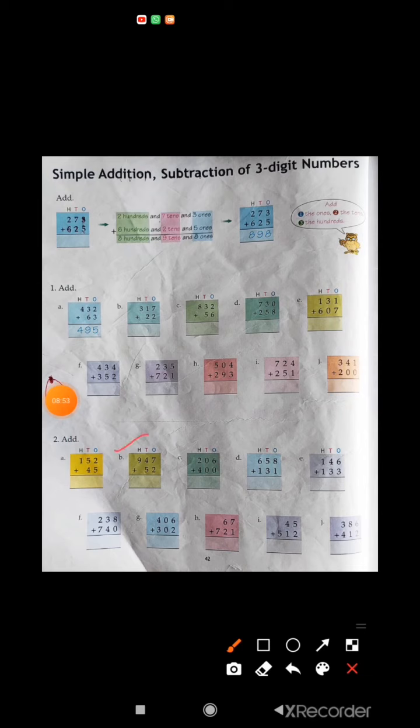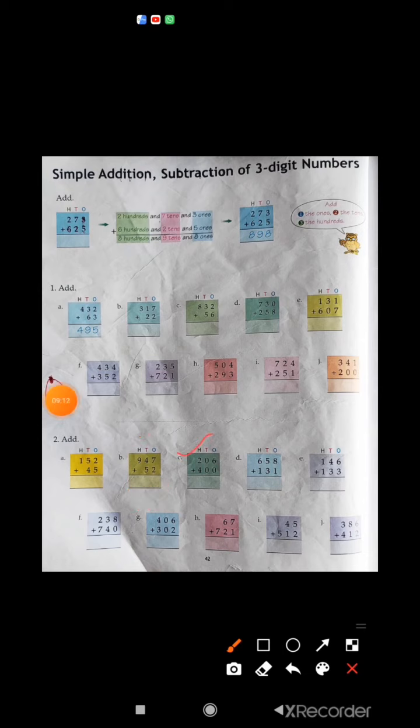Next is B part. Here the question is 947 plus 52. First we will add the ones. 7 plus 2, 9. Now add the tens. 4 plus 5, 9. Add the hundreds. 9. The answer is 999.